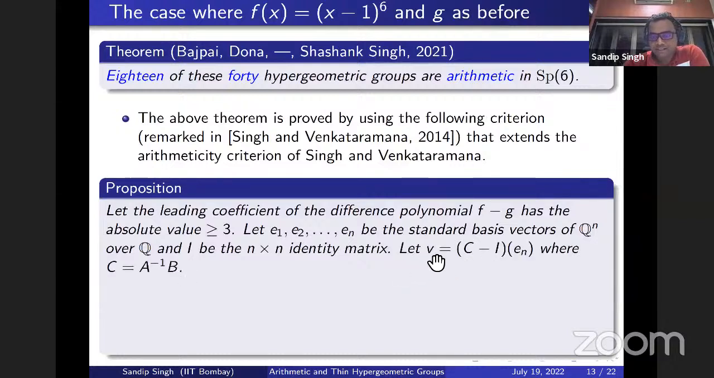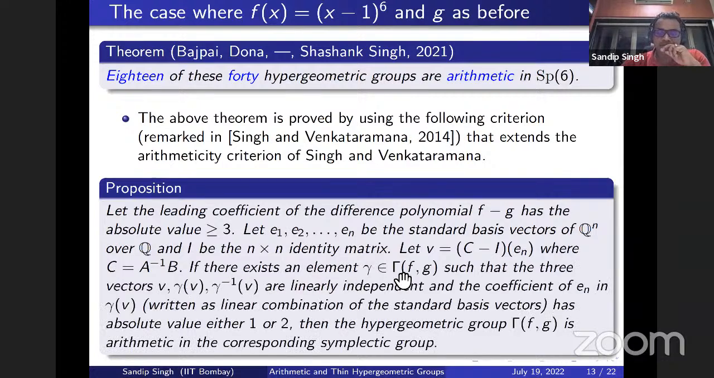Let V denote the last column vector of C minus identity. V is (C minus I) of En. Basically, this is the last column vector of C minus I, where C is A inverse B. All that we know is how A and B are, and how this C looks.